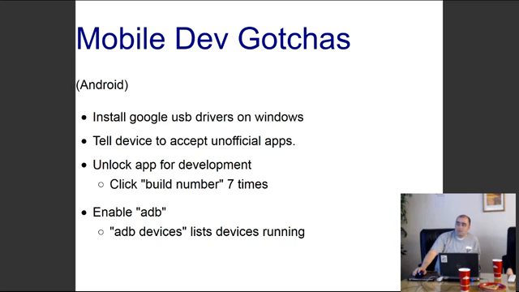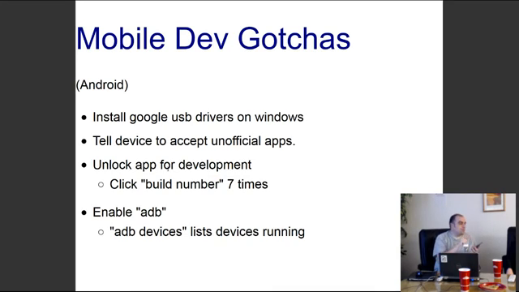The other thing I had to do was tell my device to accept apps that were not pushed from the Play Store, which kind of makes sense. Another thing that I had to do, which was kind of fun, is I had to unlock my device for development. Deep buried in the settings dialogues of my phone, eventually you can get to a little field that's called build number, and it tells you what build number your operating system is.